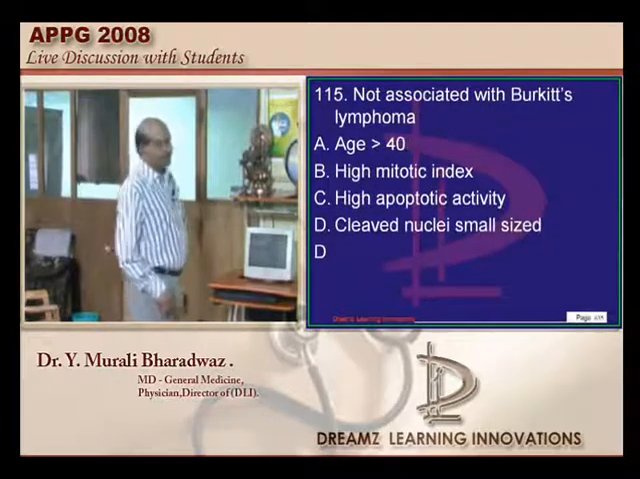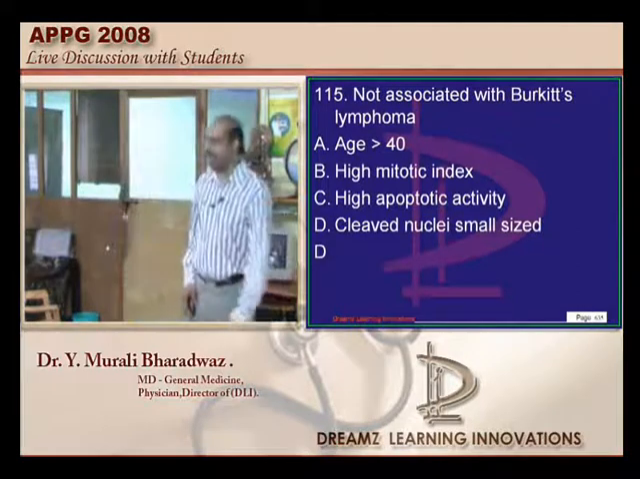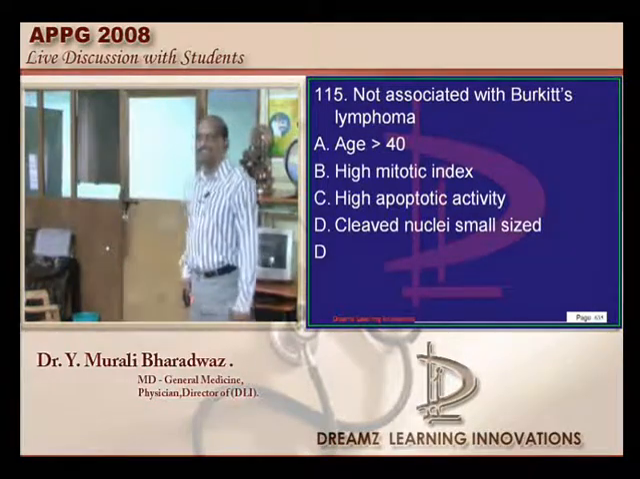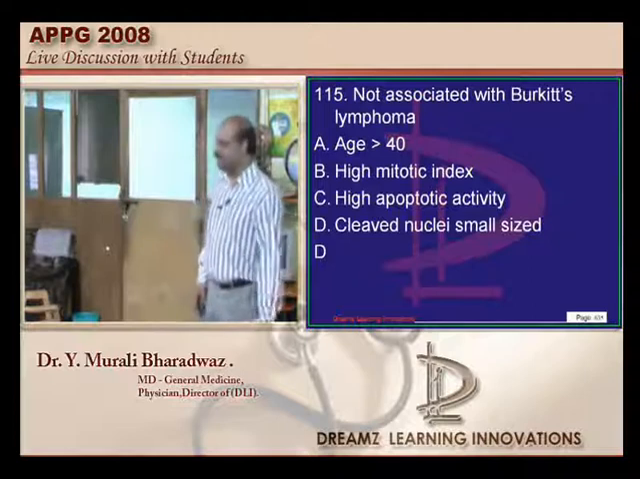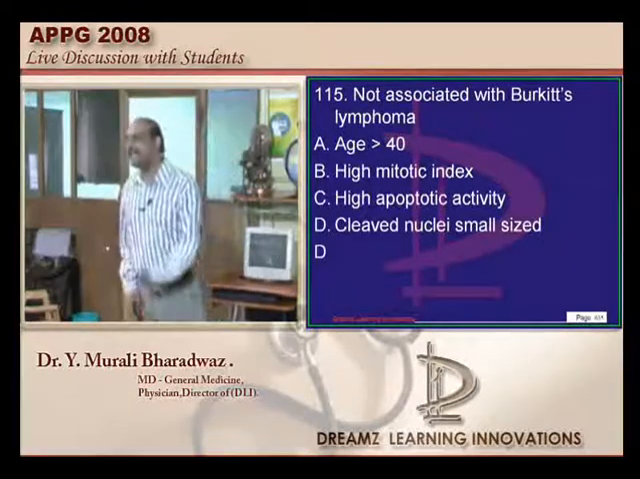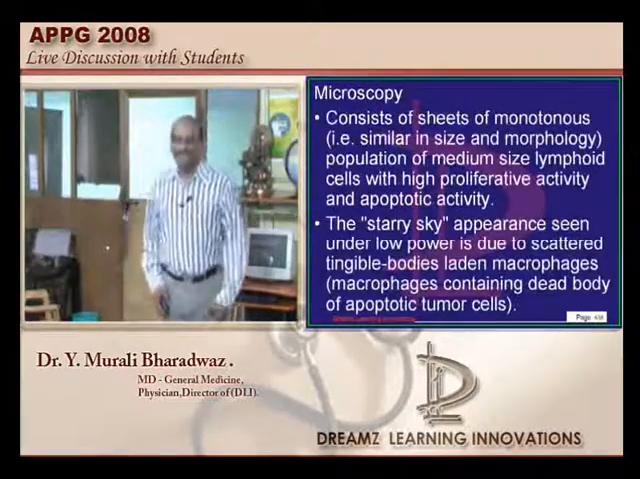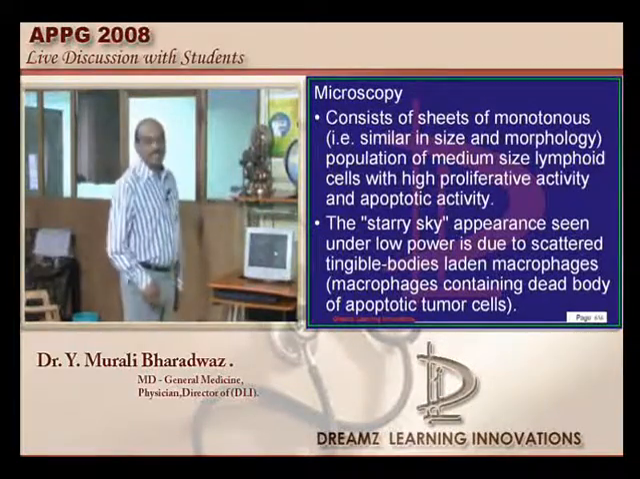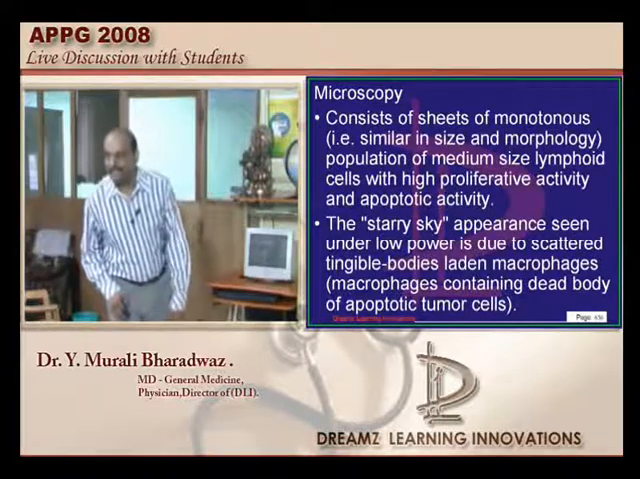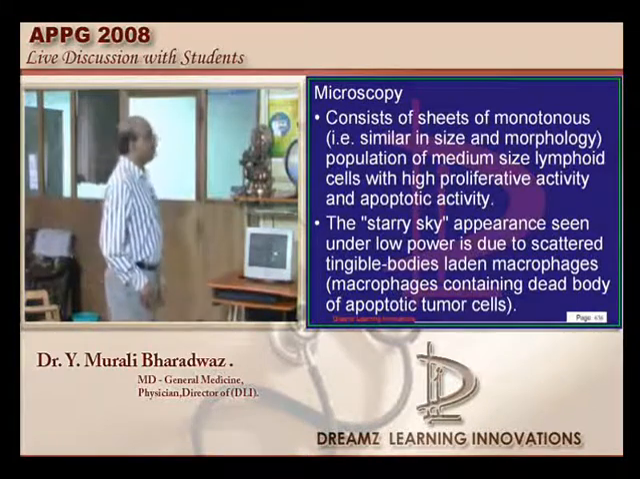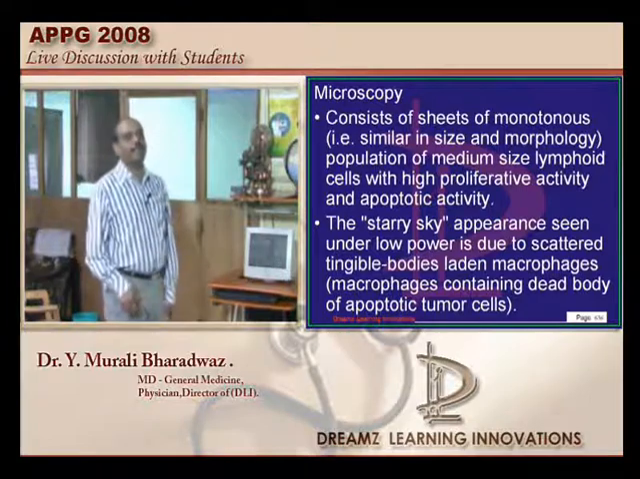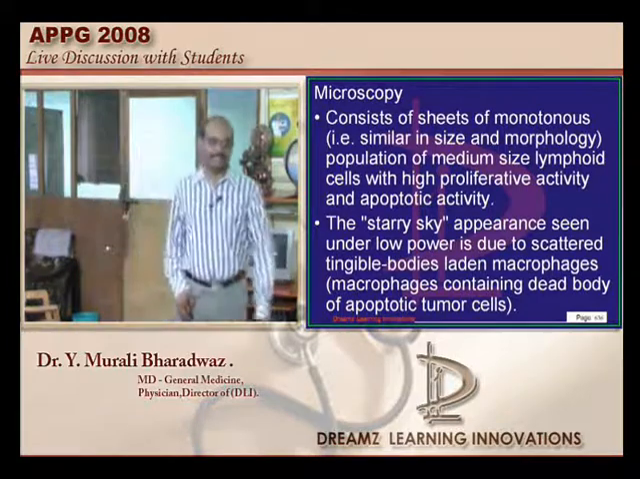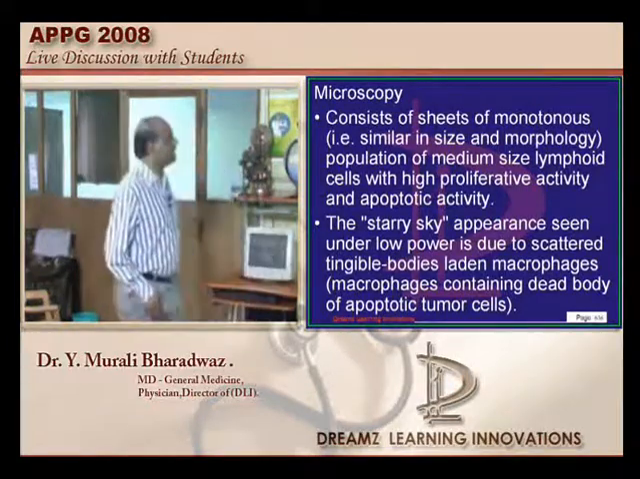Now in Burkitt's lymphoma, how many answered it as high apoptotic activity as wrong? It's understood, no? A low apoptosis is cancer, high apoptosis is normal. But one of the options given was cleaved or non-cleaved. Cleaved was there. But what you find is basically small non-cleaved and large non-cleaved type of cells. So that is the reason it becomes the answer.